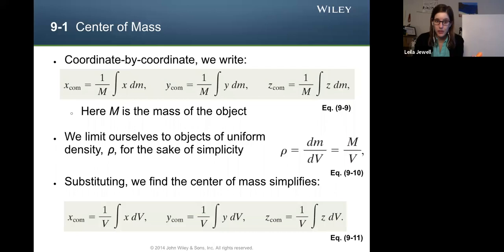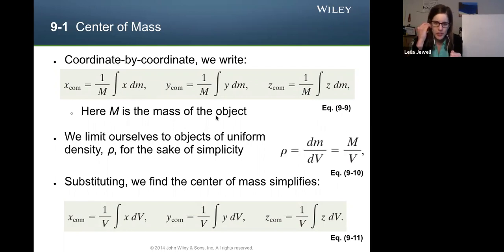So coordinate by coordinate, we could write this equation. I'll tell you right now, in practice, we don't use it in this form very often, but it would be the position times that infinitesimal amount of mass, dm, that we'd integrate over for all the mass of the marker or whatever object, and divide by the total mass, which is just the mass of the object.